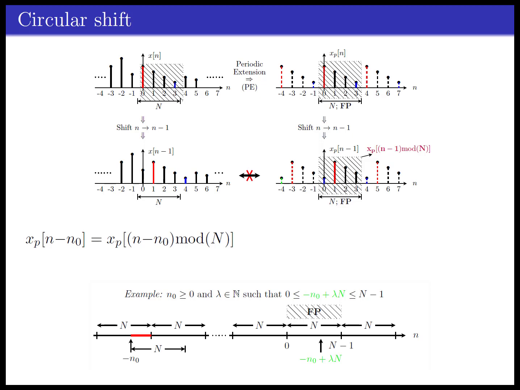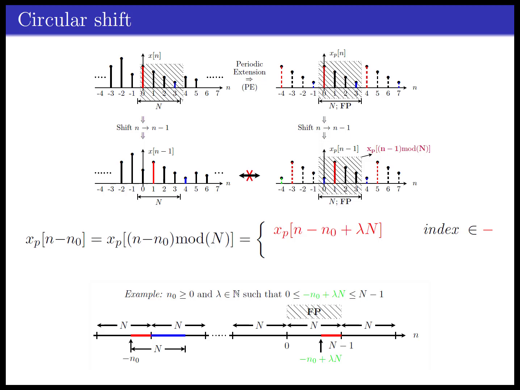Now we have to map n consecutive samples of the shifted periodic extended signal xp[n-n0] into the fundamental period. The samples in the red area map into the red area at the right hand side of the fundamental period, as denoted in the figure. In this range, the samples are indexed by n minus n0 plus lambda N.